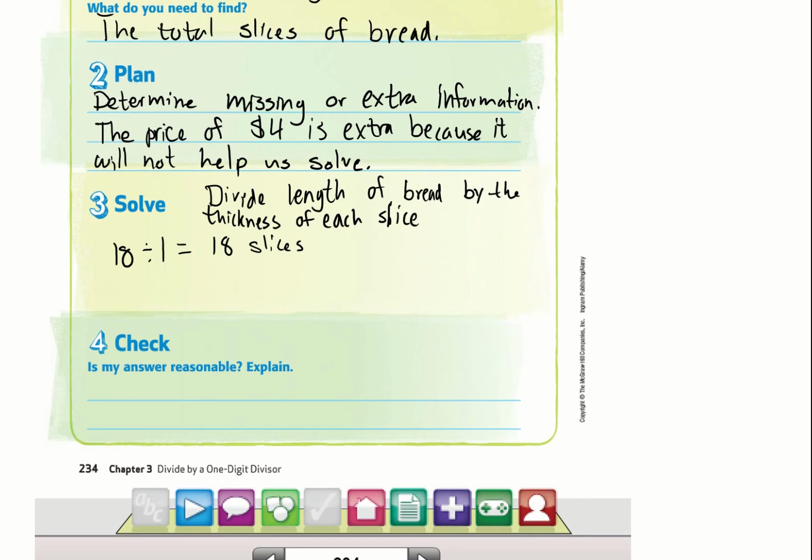Number 4, is my answer reasonable? Explain. Yes. I checked my work. Because 1 times 18 equals 18.